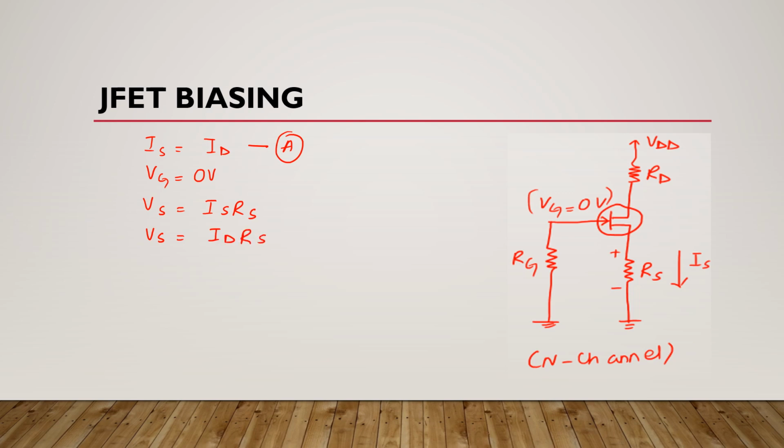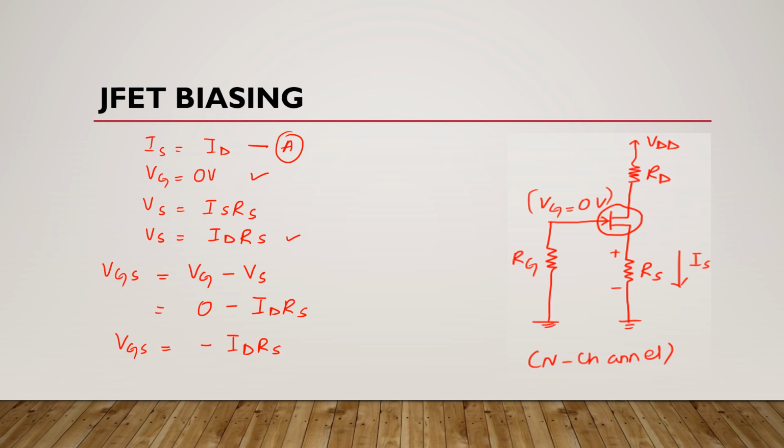Okay, we know that gate to source voltage is VGS, which is equal to Vg minus Vs. Okay, we know that this Vg is 0 and this is Vs. Okay, it means here gate to source voltage is equal to minus Id Rs.